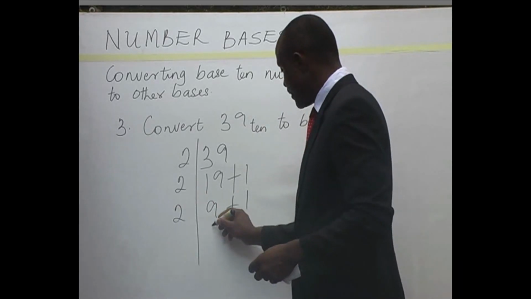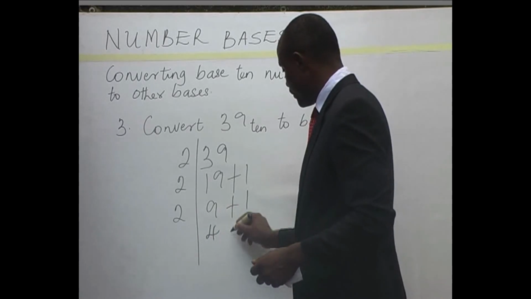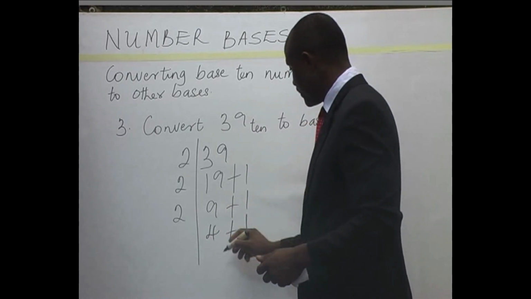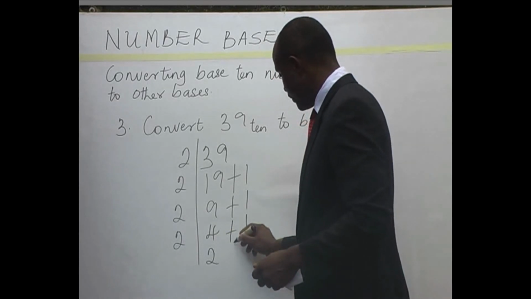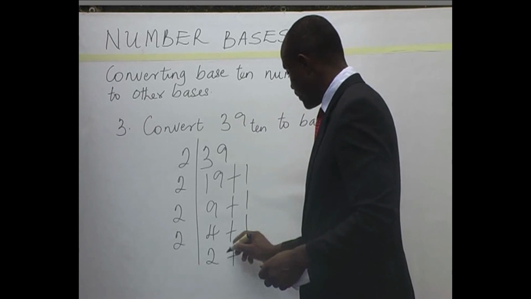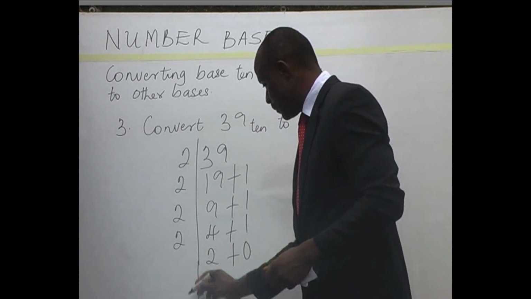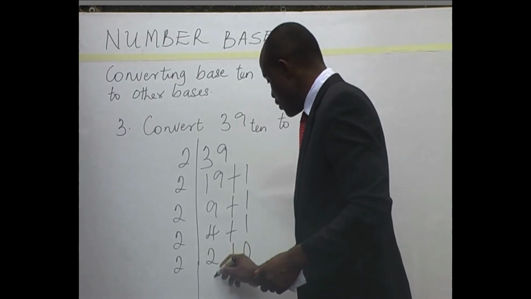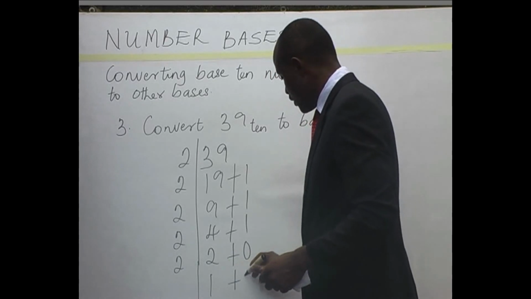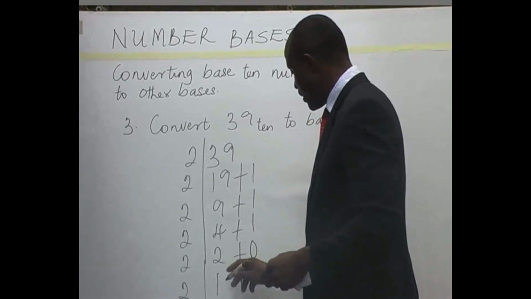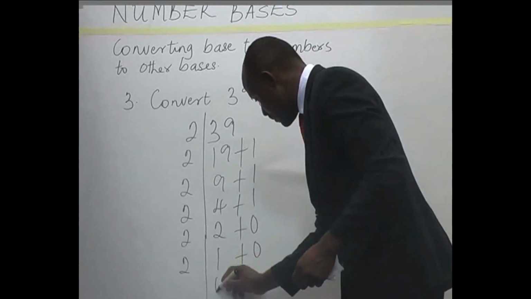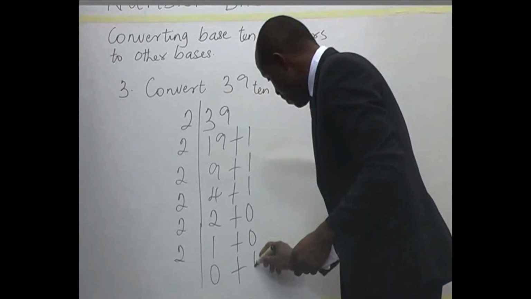2 divides 9 will give you 4. Remaining 1. 2 divides 4 will give you 2. Remaining nothing. 2 divides 2 will give you 1. Remaining nothing. 2 divides 1 is nothing. Remaining 1.